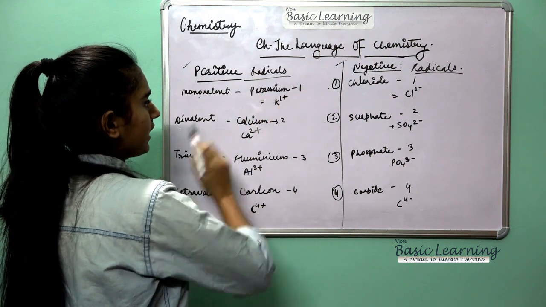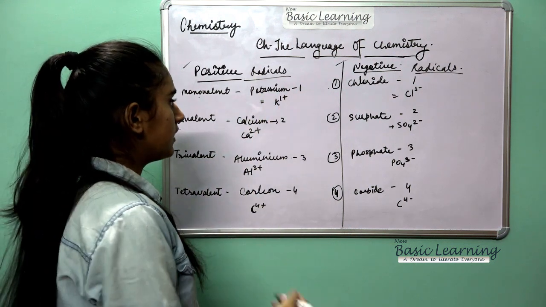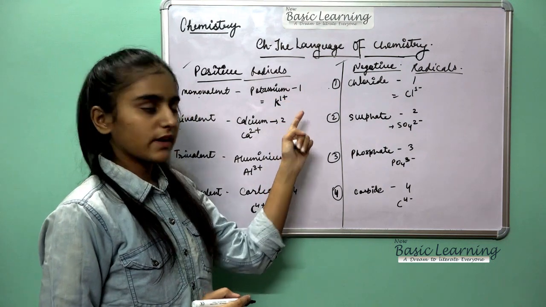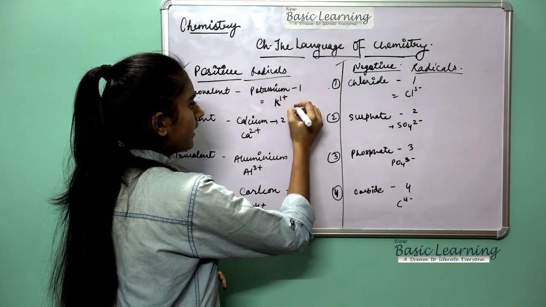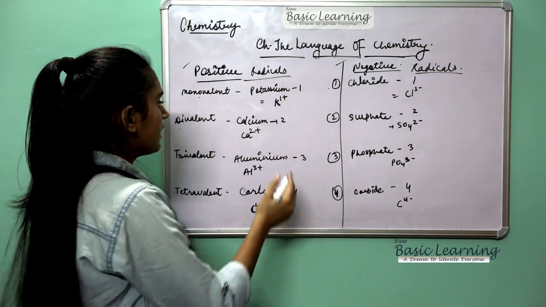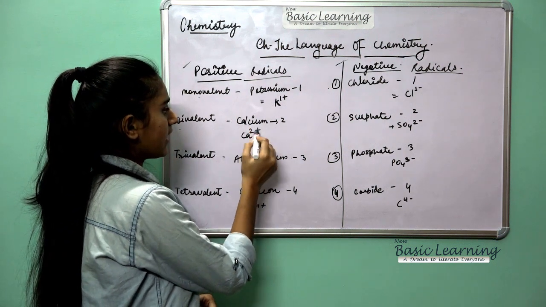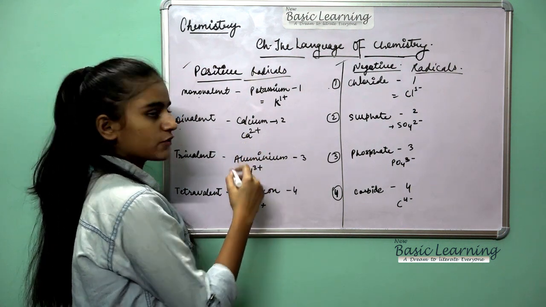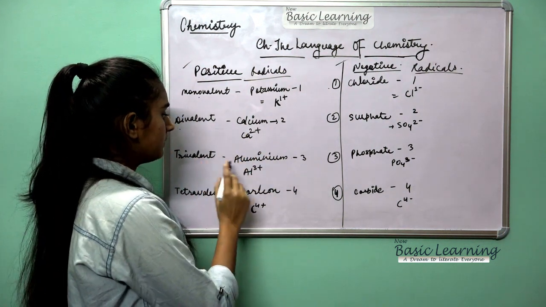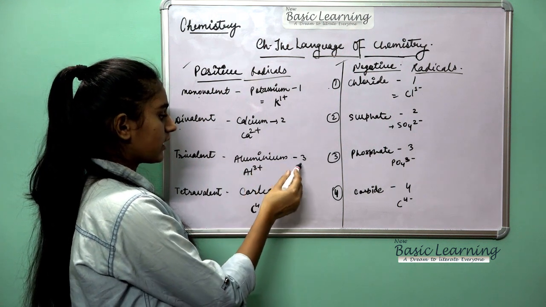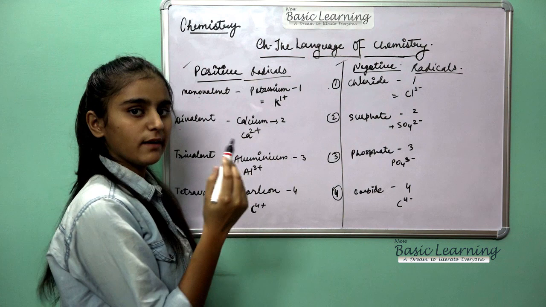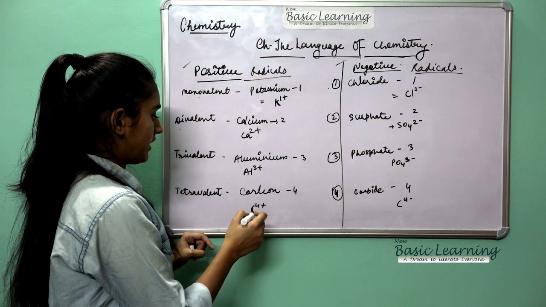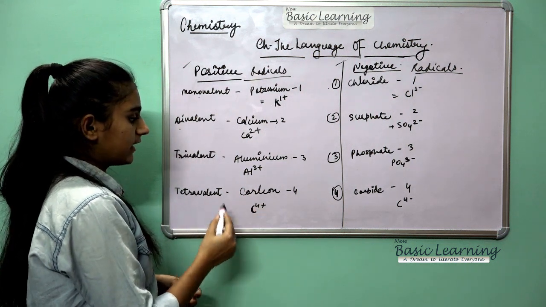Suppose the example given is potassium. Valency of potassium is 1 and the symbol is K. We are putting the positive radical, that is K1 plus. Calcium, symbol Ca, valency is 2 and it has positive charge, so Ca2 plus. Aluminium, Al, valency is 3, so Al3 plus.